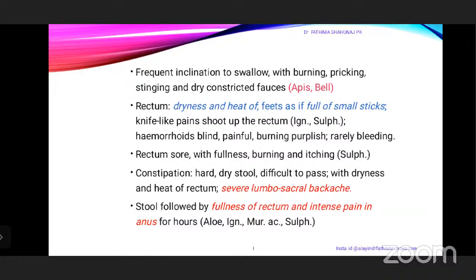stool as if burnt. Okay, the stool is hard, knotty and dry. The child is afraid to have the stool on account of pain, and the pain compels the child to sit on first effort. So this is the comparative symptom. Mainly the child is afraid to have a stool on account of pain. That's the thing. And then all these hemorrhoids which have been treated or suppressed with ointments.